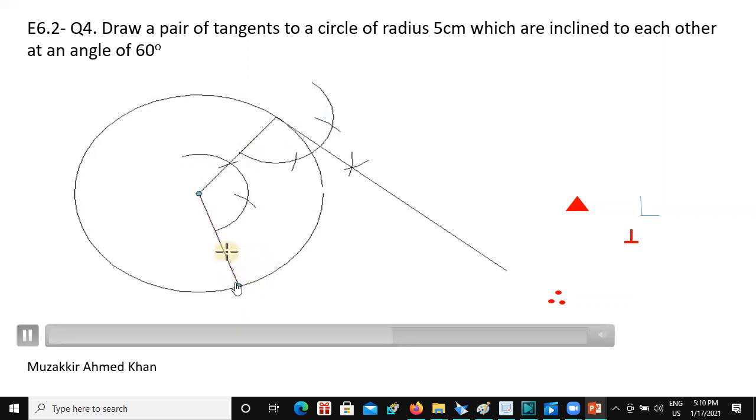The same thing I will repeat here. I have taken some distance. I have kept my compass here. I'm drawing an arc. The same procedure I will repeat. I'll keep my compass with the same distance, an arc here. I'll keep my compass on it, again an arc onto the first arc, keeping the compass again.